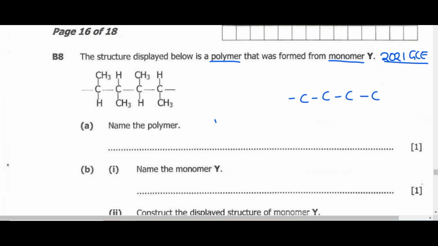So it is surrounded by hydrogen atoms. So here we have H there, H there, H there, and then there, also there. So meaning that this is polyethylene. Polyethylene is a polymer.